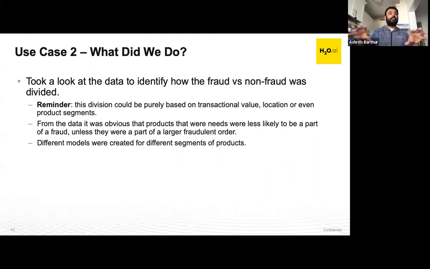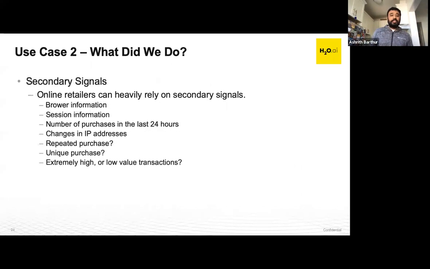We looked at this data across the entire organization, and we saw it reflected that information. So we had different models for these different segments of data, which helped us identify when fraud might be happening in a non-essential product, and when fraud might be happening in an essential product. That made a huge difference for us. The other thing that we also looked for is something called secondary signals. I think some of you might have used this, some of you might have been familiarized with it.